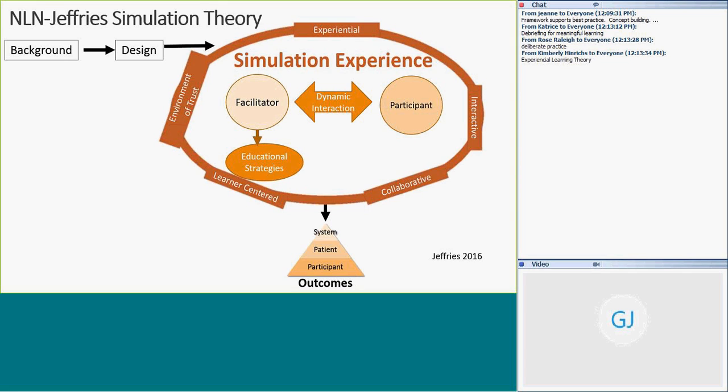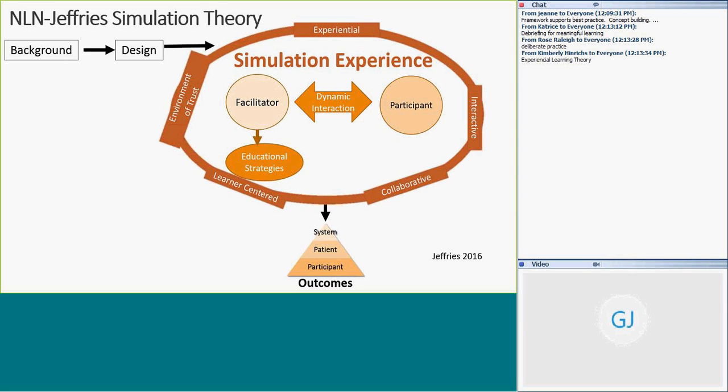So background are things like goals, the resources that are available. So what kind of stuff do you have? What about people? Are you the only person running the scenario, or do you have multiple people? Do you need multiple people? How does that simulation experience fit into a larger curriculum, whether it's part of a school or an orientation process or something completely different? The design are specific elements, so the scenario content, how the scenario flows, those things that we talked about with the simulation design aspects on the previous slide: fidelity, are you using video, what cues are being provided or support.